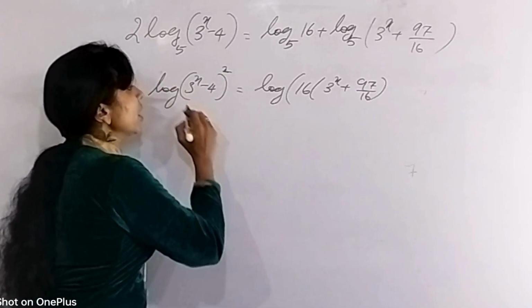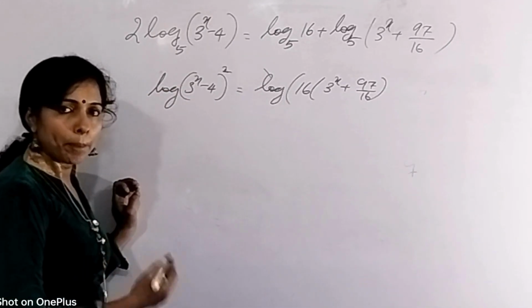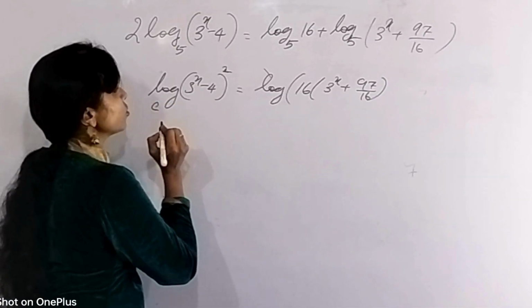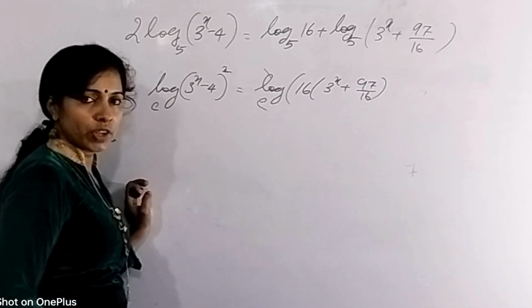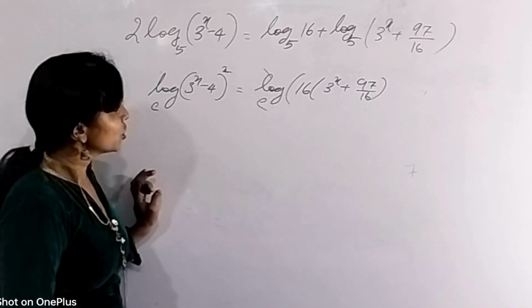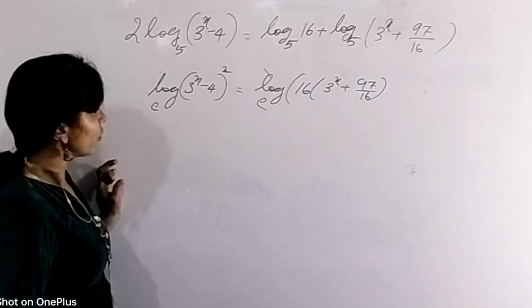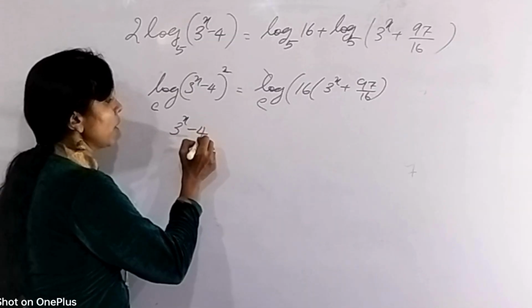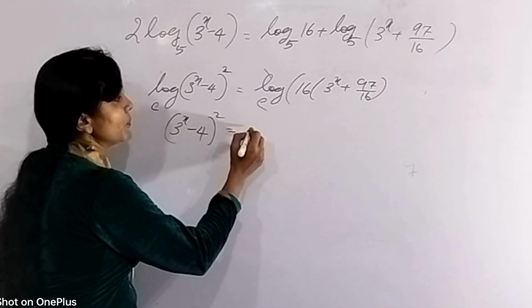Now, we cannot cut log like this. We have to apply exponential here. So when we apply the exponential, here also e raised to, here also e raised to. We know that logarithmic function and exponential functions are reverse functions, so it will be nullified. So our logarithm will be removed like this. So 3 raised to x minus 4 the whole square is equal to 16.